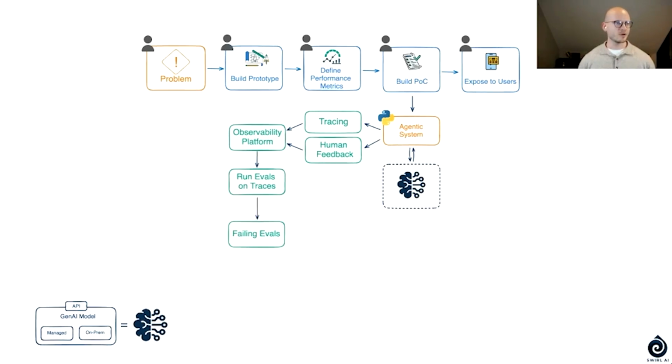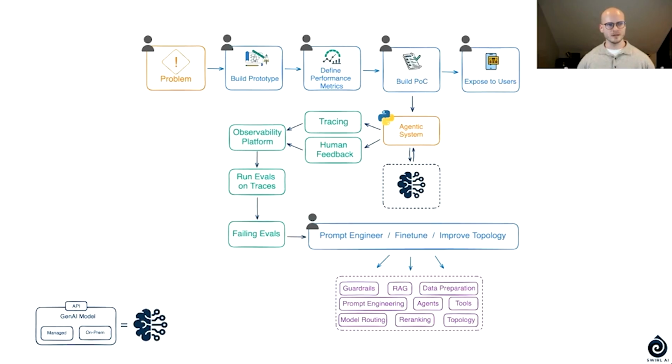Then we look into our evals. We run our evals on traces. We look into failing evals. We look into negative human feedback on top of our traces. And that's how we decide what to improve in our system. This is very important because without knowing where our system breaks, we can't really decide where to spend money developing the system and move forward.